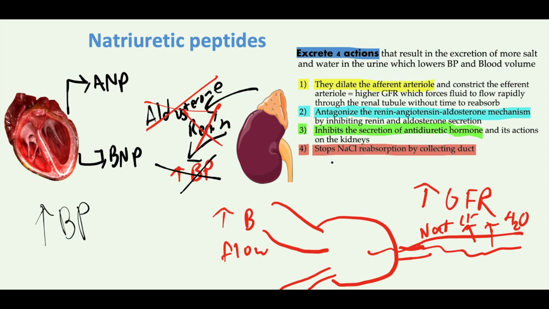Now the fourth action is that they stop salt reabsorption by the collecting duct, as I talked about before, since if there's salt reabsorption, water follows, which increases blood pressure. So the thing to remember is that the natriuretic peptides try their best to lower blood pressure when there is an increase in blood pressure. They try to lower it back to normal. So now let's talk about the antidiuretic hormone.